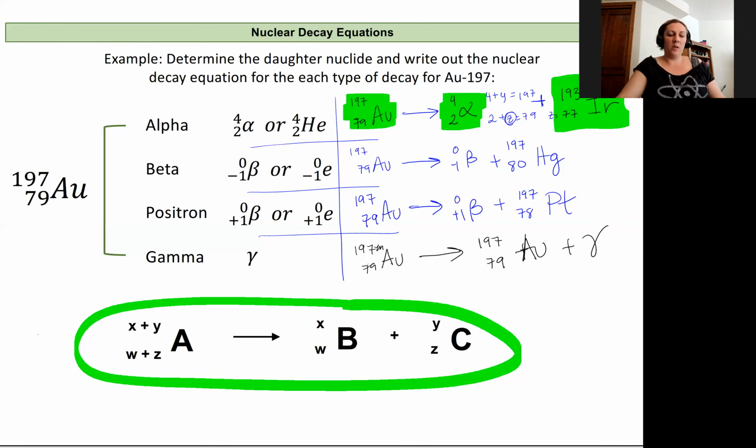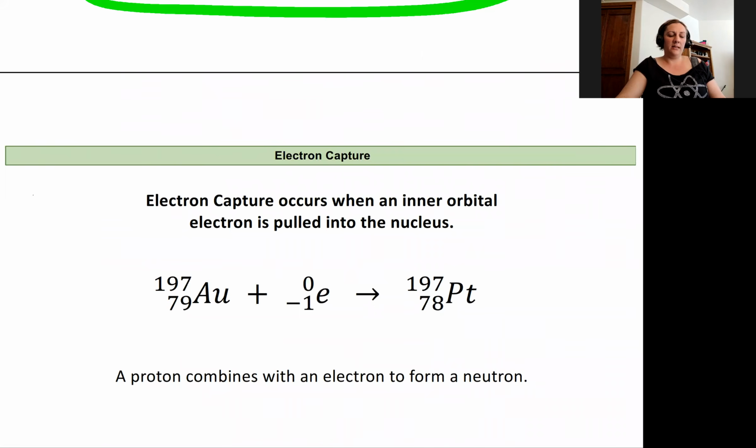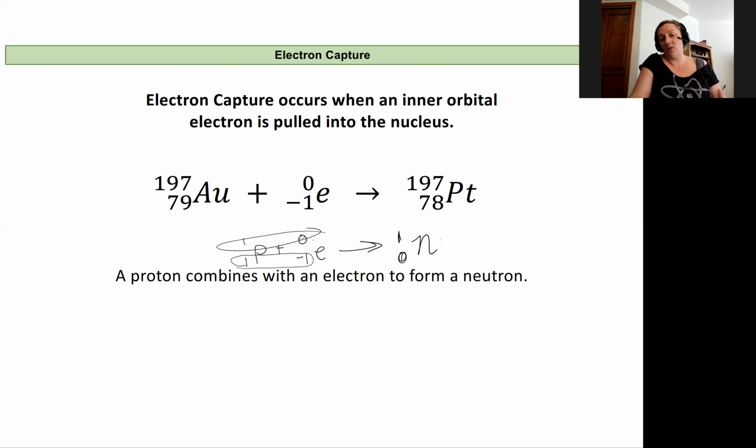So let's look at one more type. Let's look at electron capture. So this is a case where an electron from one of the inner orbitals is pulled into the nucleus, and it's going to combine with a proton to form a neutron. And so if I had a proton and I pulled in an electron, this would cancel my charge. And so I would have a charge of 0, and then my mass numbers are going to add up to 1. And that's how we would describe a neutron.